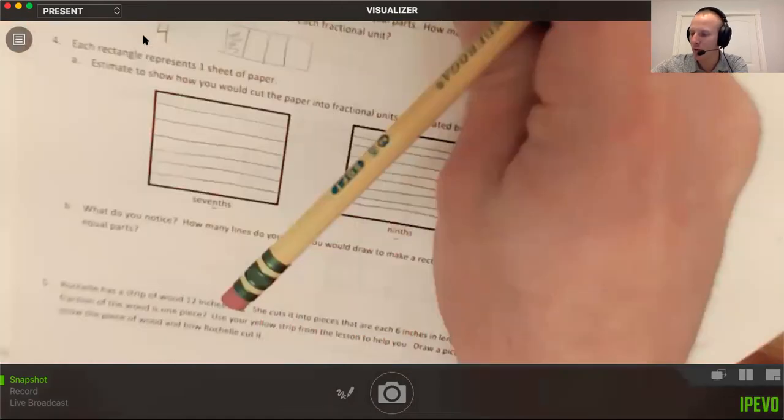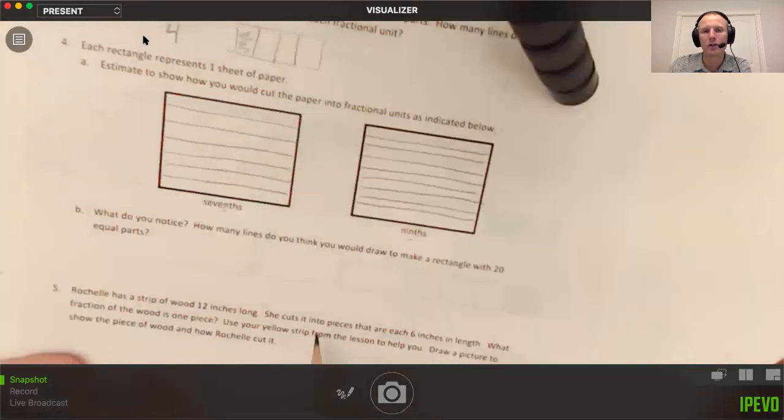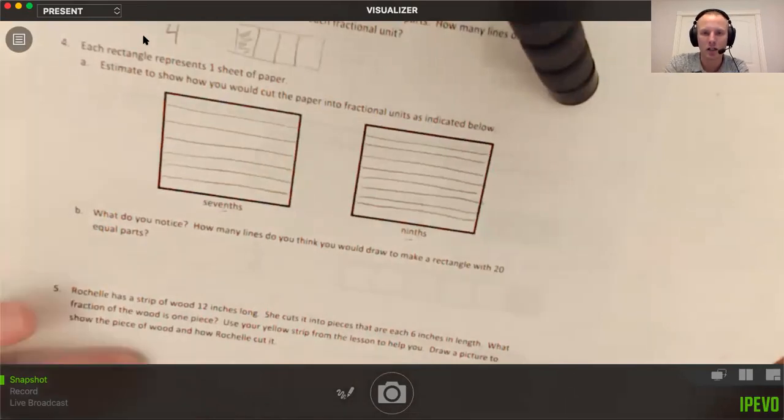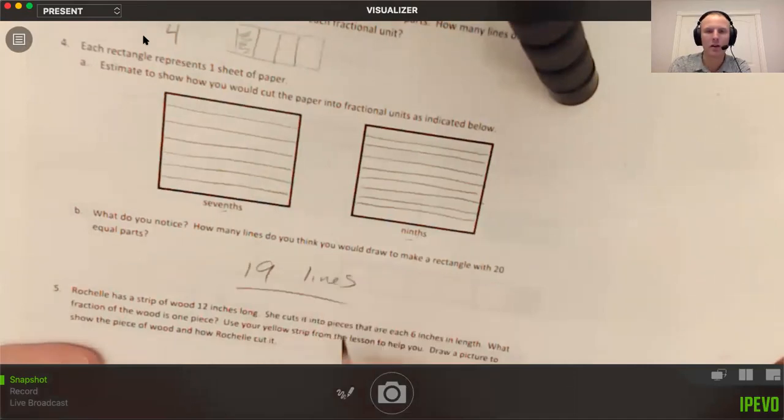What did you notice? How many lines do you have to draw? How many lines do you think you'd have to draw to make a rectangle with 20 equal parts? Well, what I just told you is that you draw 1 less line than the number of parts you're looking to get. So if you're looking to get 20 parts, you draw 1 less line than that, which would be 19. So 19 lines. That right there, by the way, is not an acceptable answer if you are doing this on your own. I expect a full sentence out of you guys.